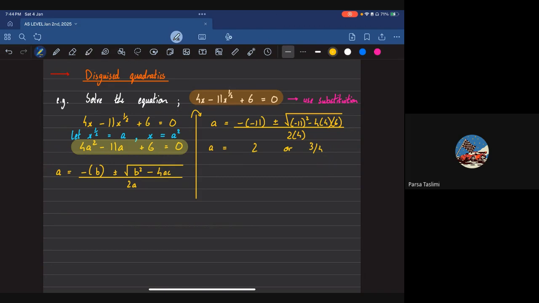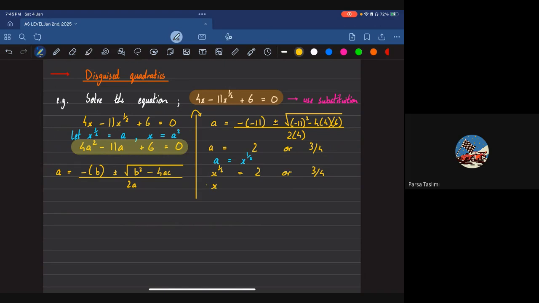All right. Now, one thing that you need to realize is that we've still used this substitution. We have said that a is equal to x raised to the power 1 over 2. So technically, whatever value of a is, that is equivalent to x raised to the power 1 over 2. So x raised to the power 1 over 2 is equal to 2, or it is equal to 3 over 4. Now, in order to calculate the value of x, what are we going to do?